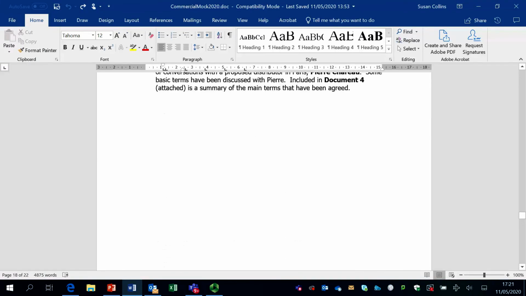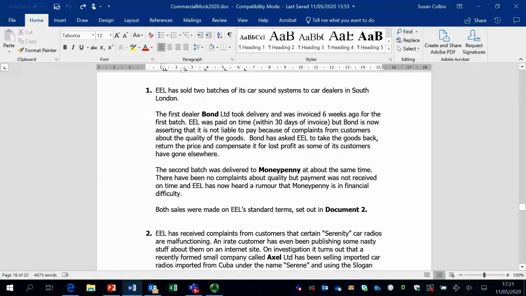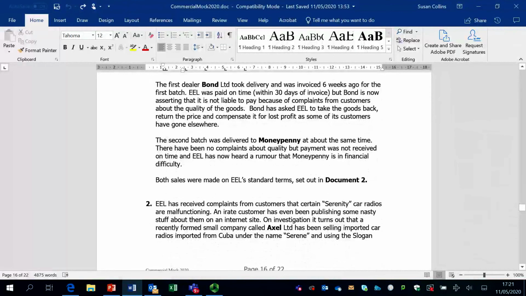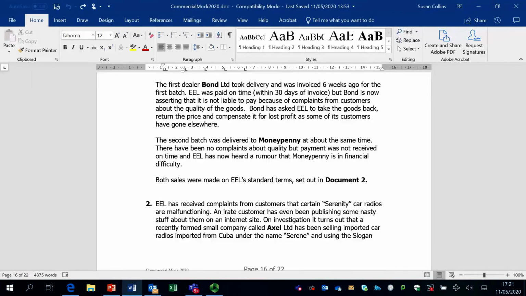Looking back at the facts here, just briefly again, this is what you need to do. So in the previous question, you'd have wanted to look at this. So here, in relation to Bond, they were talking about the fact that we invoiced 6 weeks ago, etc. I drew that in my answer to 1A. In 1B, it talks about the fact that goods were delivered at about the same time, no complaints about quality, payment not received on time, and they've heard a rumour that Money Pennies is in financial difficulty. Again, sale made on the standard terms in document 2. So this is about late payment.